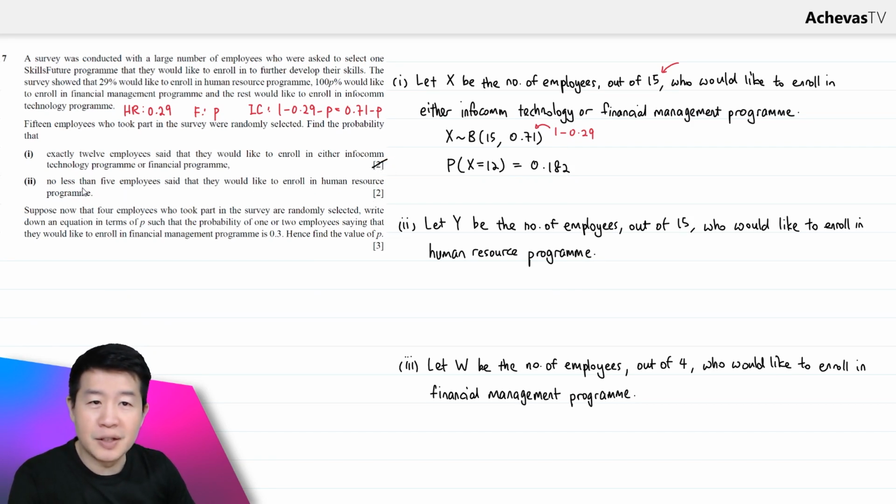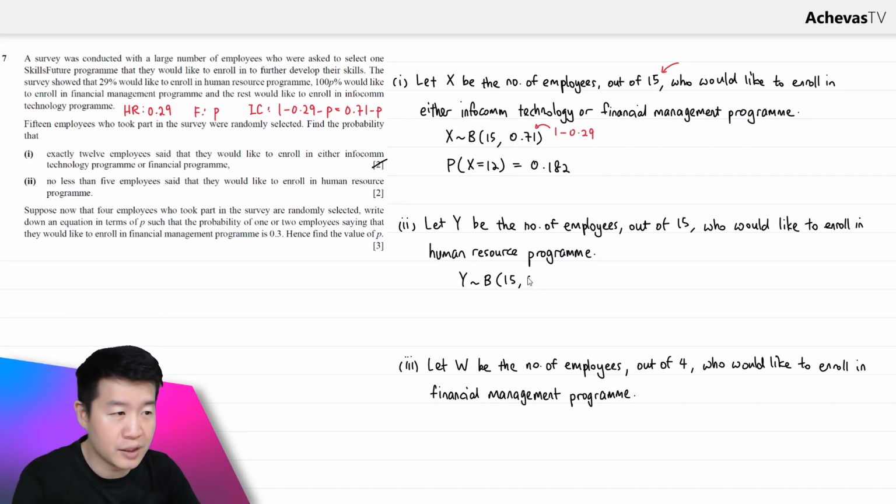Next, I want to find the probability that there will be no less than 5 employees that will be enrolling in the human resource program. So again, out of 15 employees, I'm using the same template where I'll mention what Y represents, and I'll mention N, the number of trials, the number of employees. What Y represents are those people who will be enrolling in human resource, and out of 15 employees, this means that Y will follow a binomial distribution out of 15. The probability of success that we are looking at here, human resource, is 0.29.